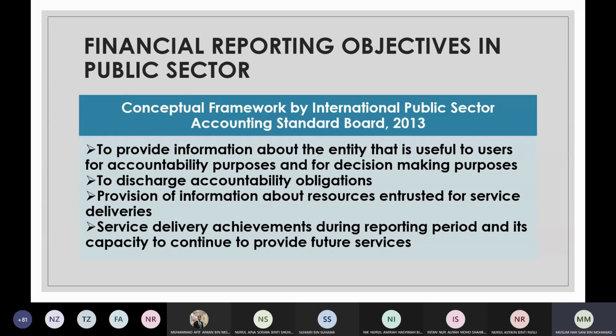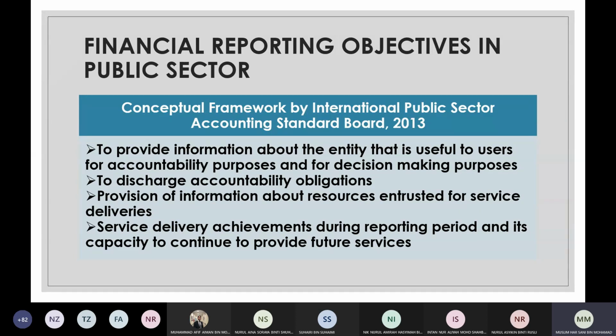Financial reporting objectives in the public sector are based on the IPSAS conceptual framework. Maybe you can check the updated version, because from time to time it changes. This is another platform, still under the International Federation of Accountants, I think. They have the IPSASB, the International Public Sector Accounting Standards Board.